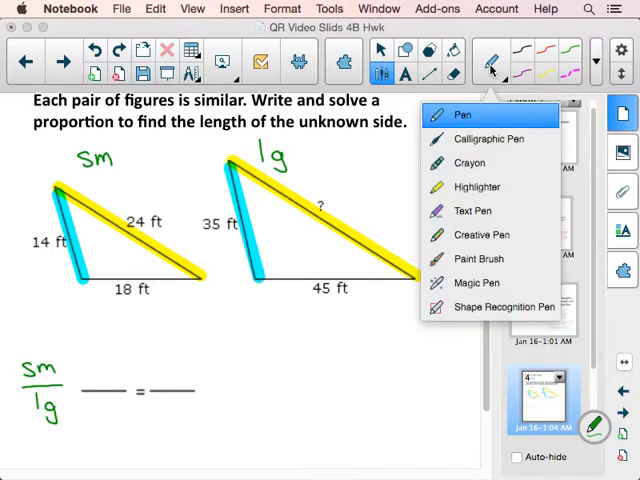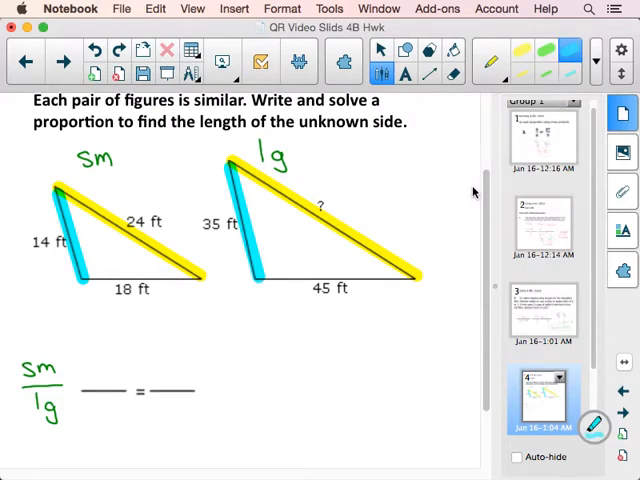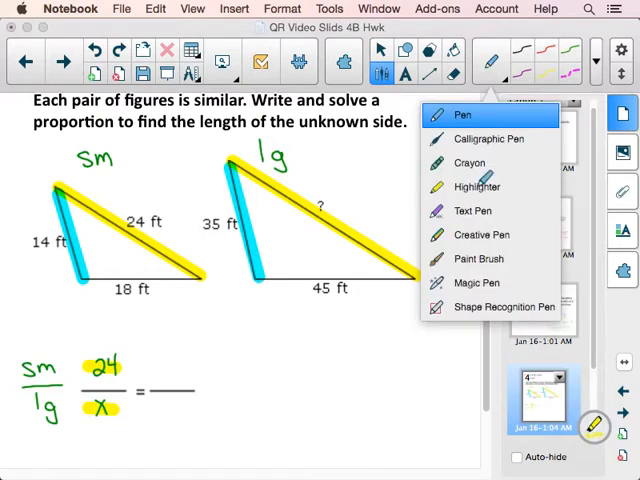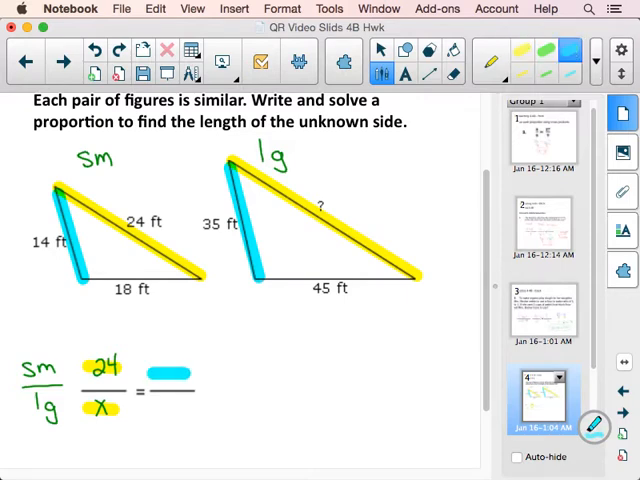So we want to make sure we make a ratio where we're looking at just yellow sides from the small triangle to the large triangle. So if we do that, you get that the small triangle's yellow side is 24. The large triangle's yellow side is X. And then we want to do the same thing with the blue sides. So blue sides, and we're going to go small triangle and then large triangle. So blue side on the small triangle is 14. Blue side on the large triangle is 35.